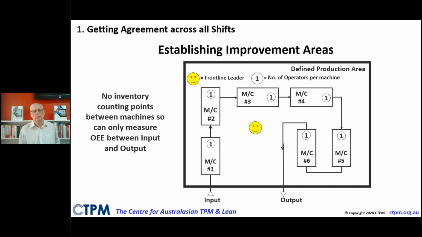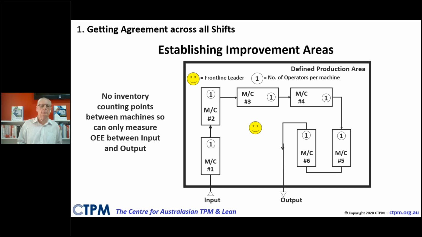Now, let's look at what we call a defined production area, which is simply where we have no inventory counting points between machines, so you can only measure OE between input and output. In other words, like a bottling line or a packaging line, where you have certain machines going through. It might be a filler, a labeler, a packer, or it might be, say, a brewery. You might have a pasteurizer. Then you come out of that, and then you go into packaging. The packaging goes into boxes, or 6 packs. Sorry, 12 packs. Sorry, I'll get this right. 24. We put 4 6s in to make a cluster pack, and then you feed it into the palletizer. So it could be something like that.